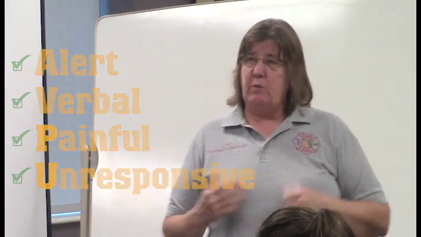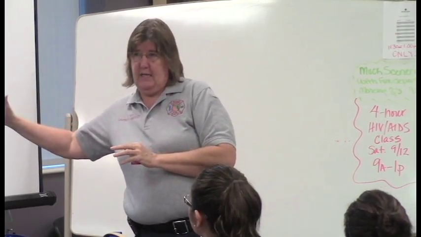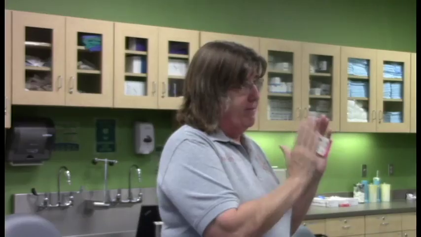So typically when we're talking about mental status, if they can talk to me at all, they're an A or a V. If they're not talking to me, or if they only respond when I elicit pain on them, then they're a P or a U. So if they're a P or a U, they're going to be red. If they're an A or a V, they're going to be yellow.